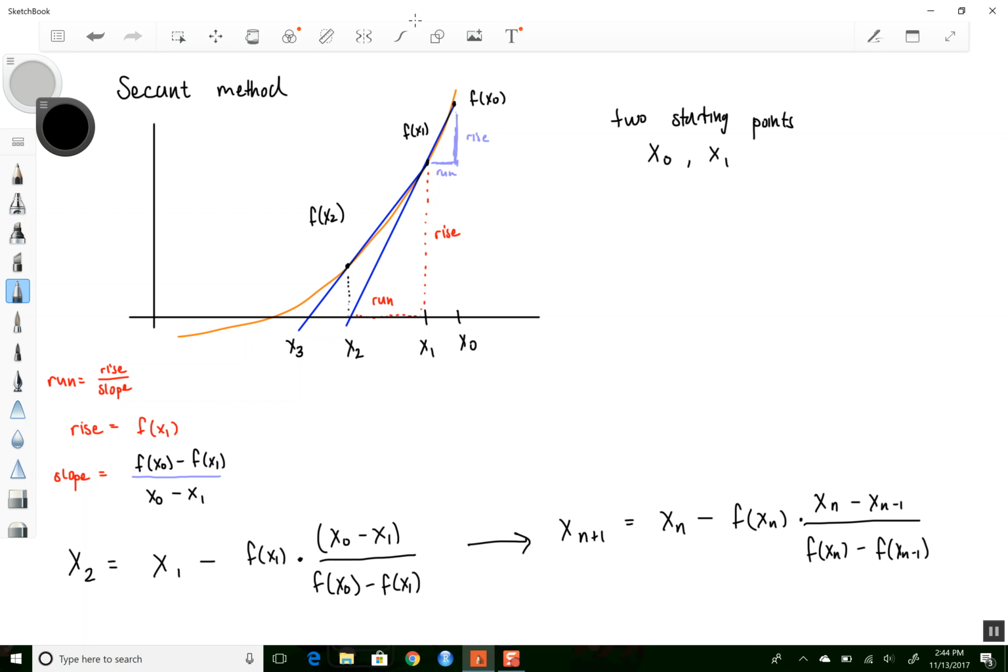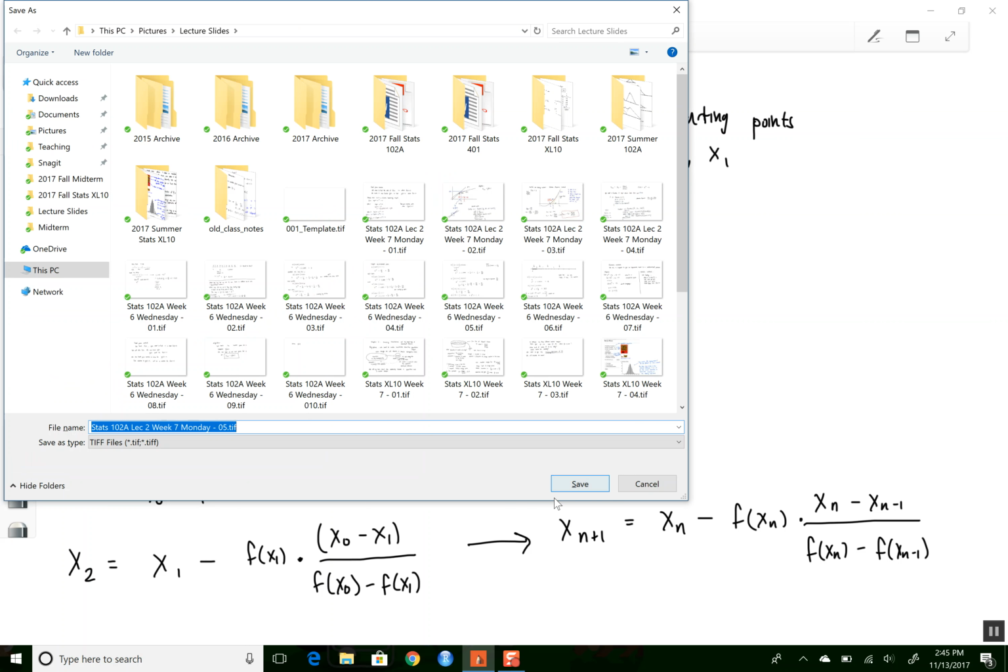If you got 1 minus 2 divided by 3 minus 4, that's the same as 2 minus 1 divided by 4 minus 3. Or did they just end up being the negative? Did I mess something up? Rise divided by run. I might have to double check something. I think it's the same, because you're just going to have the negative on the top and negative on the bottom, so that's the same. Okay, and that's the secant method.